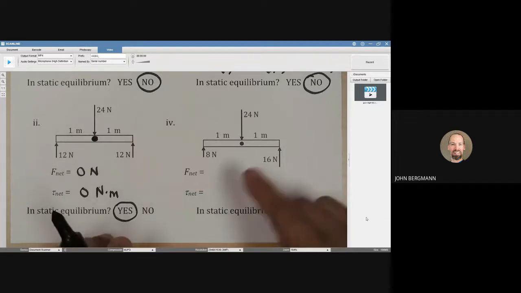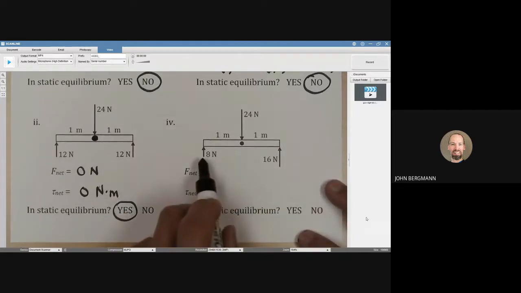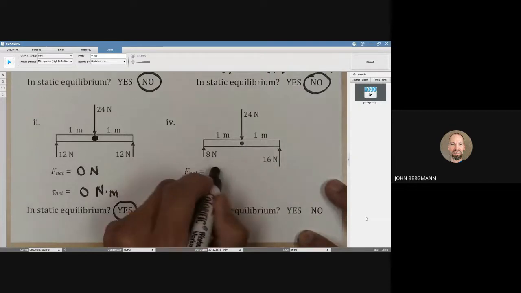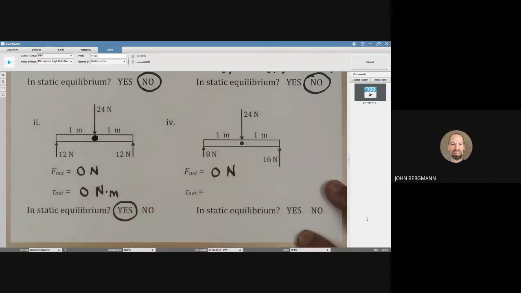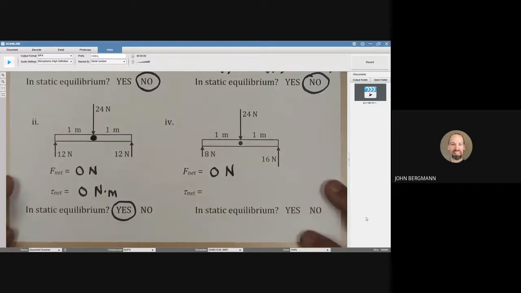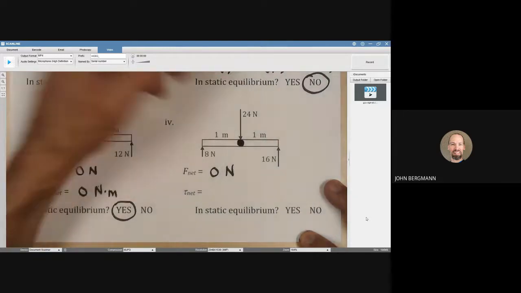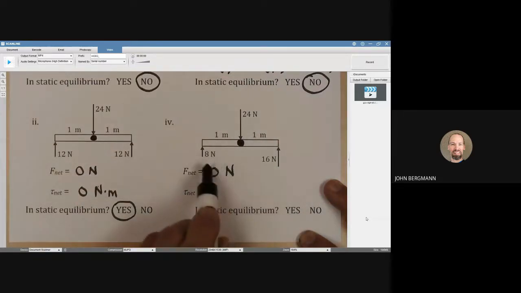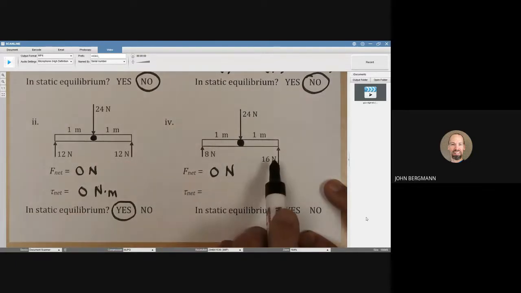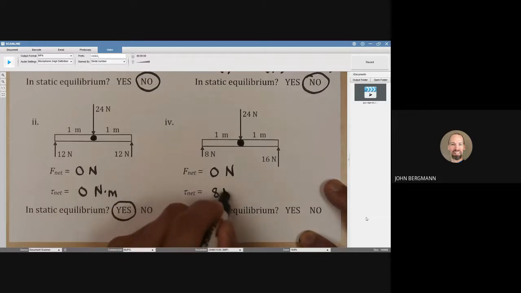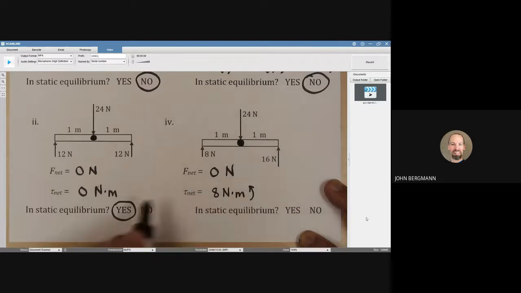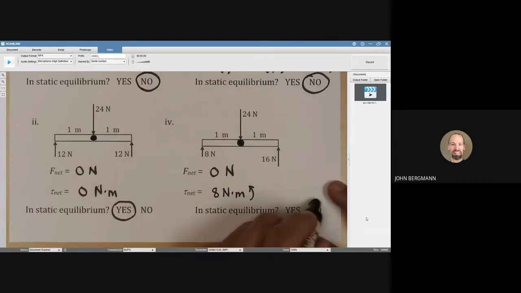How about this last example? The net force, I'm seeing a total of 24 up and 24 down. The net force is 0. All right. Is that in static equilibrium? Well, we don't know until we check the torques. Let's check the torque about that point in the center. The 24 Newton force contributes 0 torque. Here we have 8 Newton meters in the clockwise direction, but 16 Newton meters in the counterclockwise direction. That's a net of 8 in the counterclockwise direction. This is not in static equilibrium.